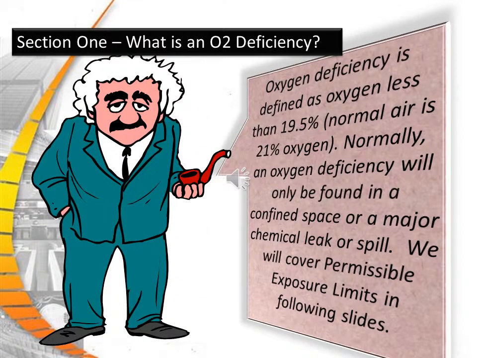What is an oxygen deficiency? Oxygen deficiency is defined as oxygen less than 19.5%, where normal air is 21%. Normally an oxygen deficiency will only be found in confined spaces or in a major chemical leak or spill. We will cover permissible exposure limits in the following slides, otherwise known as PEL.